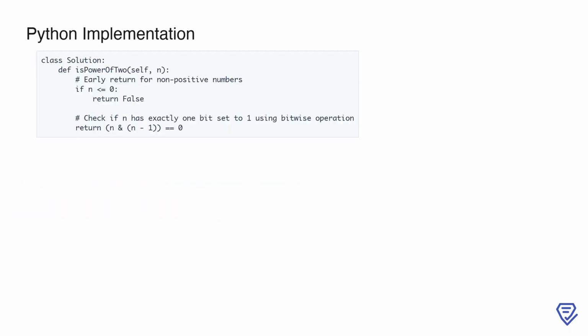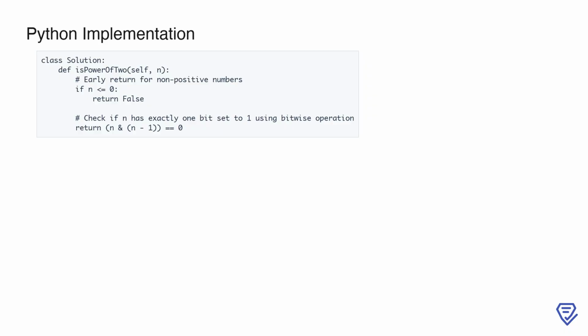This implementation checks if a given integer n is a power of 2 by leveraging the properties of binary numbers and bitwise operations. Here's the step-by-step explanation. 1. Early return for non-positive numbers. The first condition checks if n is less than or equal to 0. Since powers of 2 are always positive integers, we immediately return false for any non-positive input.